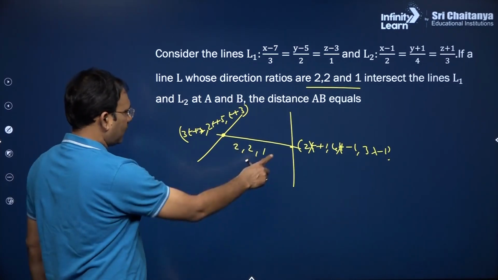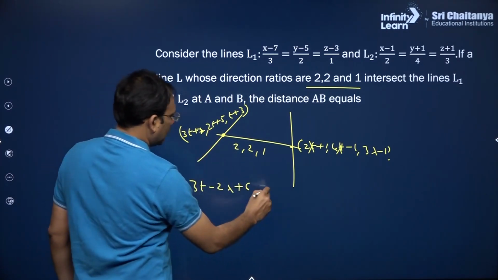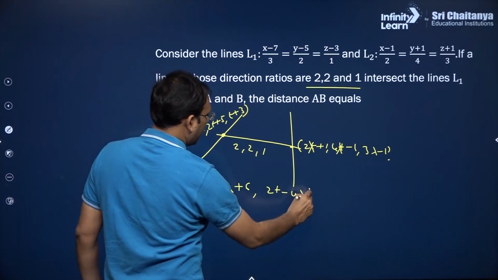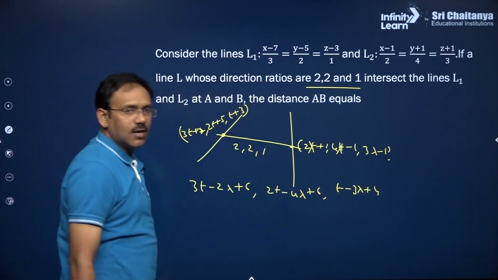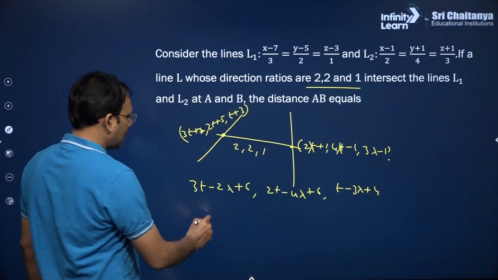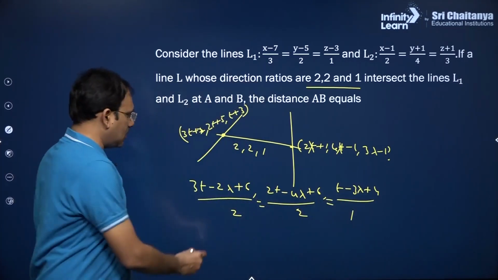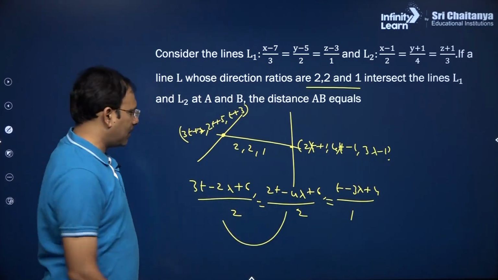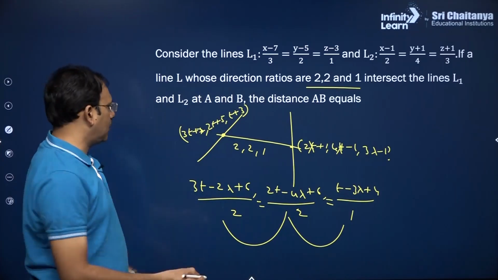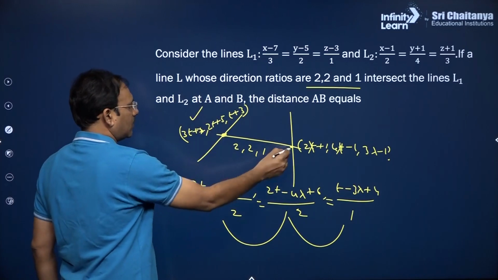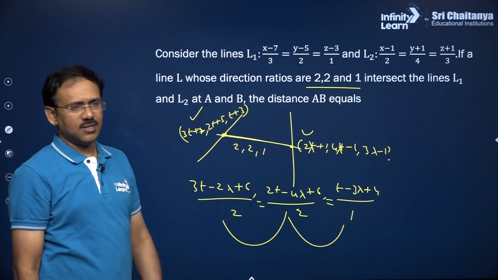And you just find, my dear friends, 3t minus 2 lambda, 7 minus 1 is 6, 2t minus 4 lambda, 5 plus 1 is 6, and t minus 3 lambda plus 4. These are the DRs of this AB line, but given these are proportionate to 2, 2, 1, my dear friends. You just equate these, you will get relations in t and lambda. If you solve, you will get the lambda value and t value. If you substitute t here, you will get this point, lambda here, you will get this point, then you can find AB. It's just working, my dear friends, you can do this.